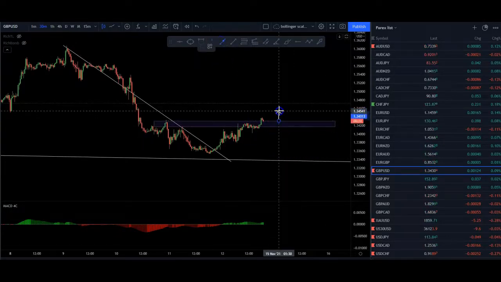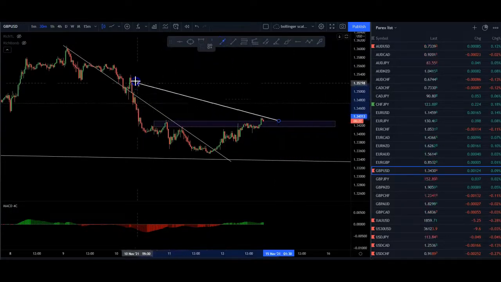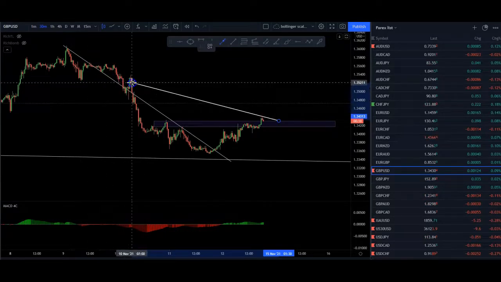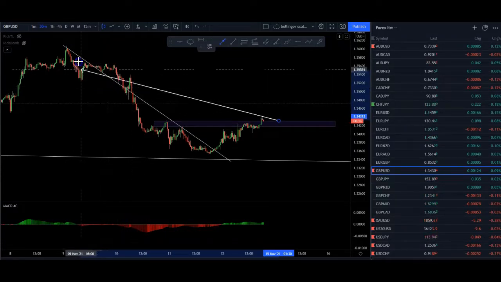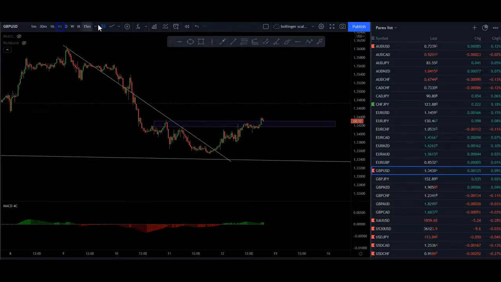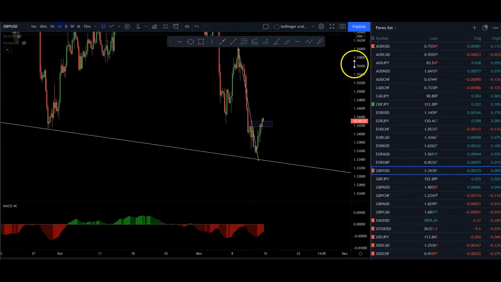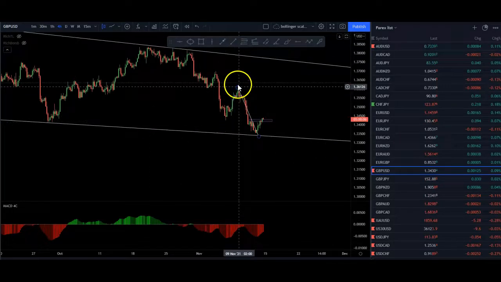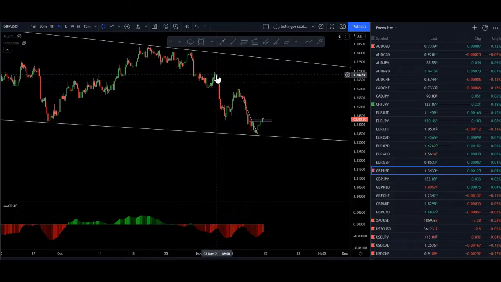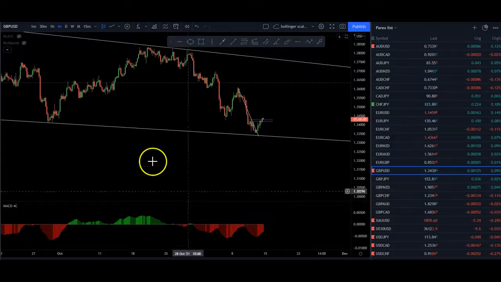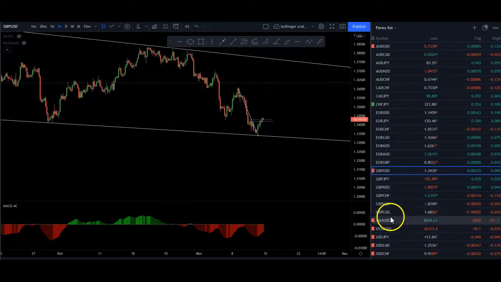Hopefully, if it breaks, we are gonna shoot for this area over here and maybe all the way to the top. Let's look at the bigger picture, see how much room we have. Oh, we have a lot of room. We have a lot of room. We can go all the way over here or up to over here too. So, GBPUSD.